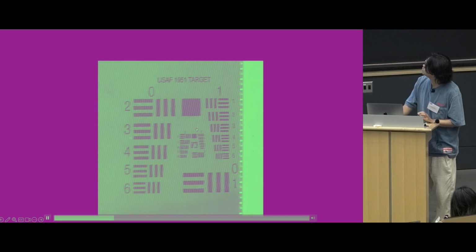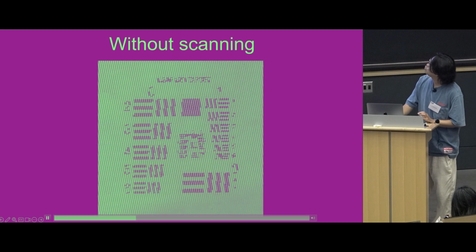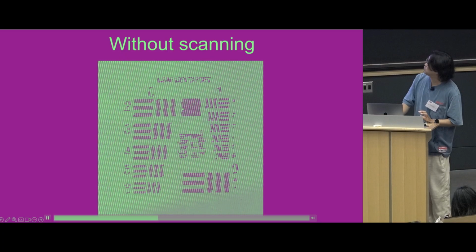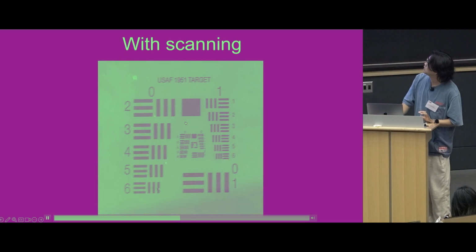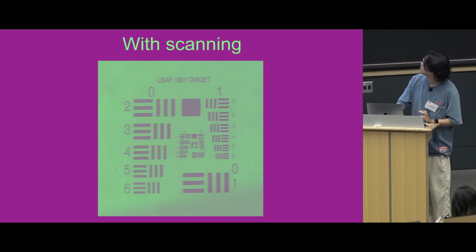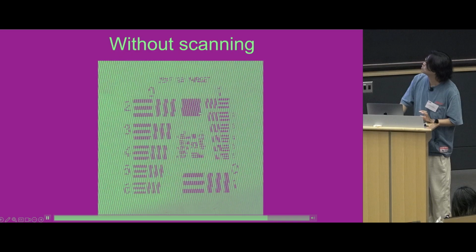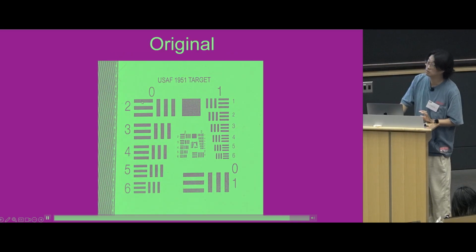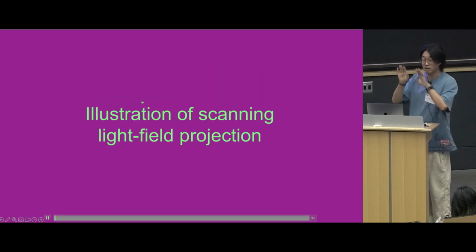This is the original image. Without scanning, the image looks like this. But after scanning, you can see a higher resolution image. This is the principle. For demonstration, we use a gray and white color mask, but in a real situation, we use a black and white color mask.